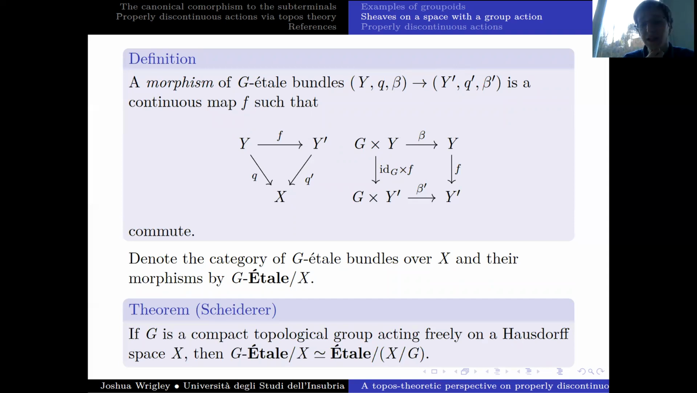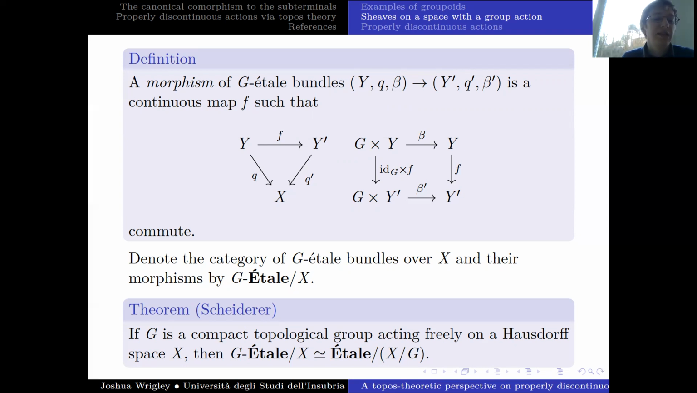And so it looks like we're developing a nice, interesting theory until we come across this theorem by Schneider in Equivariant Sheaf Homology, which states that in most of the cases that we're going to come across in the wild, where our topological group has some nice properties, that it's compact and it's acting freely on a Hausdorff space, then this topos is just equivalent to the tau over the quotient space, the sheaves on the quotient space.